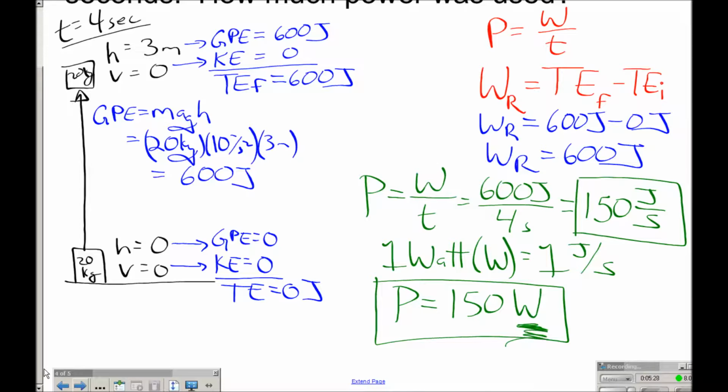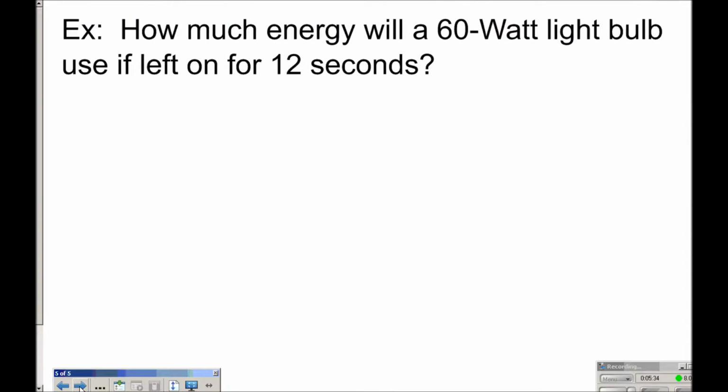Okay? Now, you guys have all seen watts before. Watts show up on light bulbs. So let's do a light bulb example. Here we go. It's going to be awesome. How much energy does a 60-watt light bulb use if it's left on for 12 seconds?